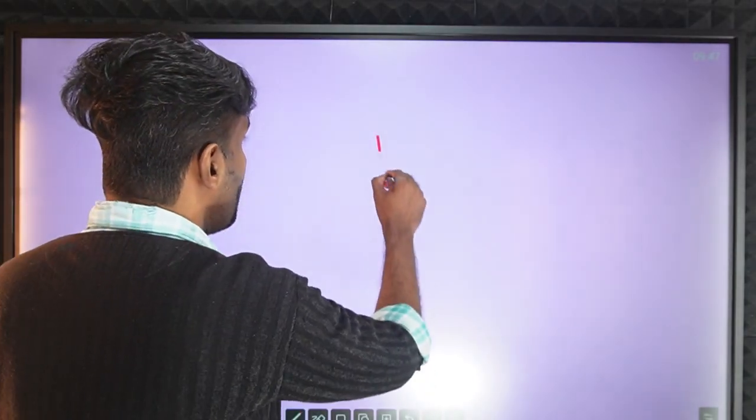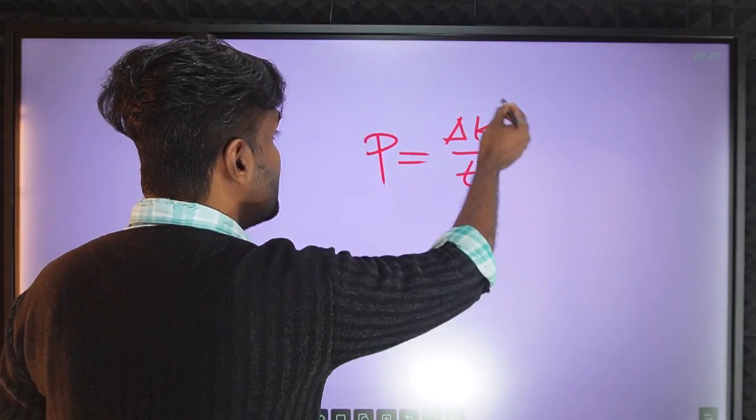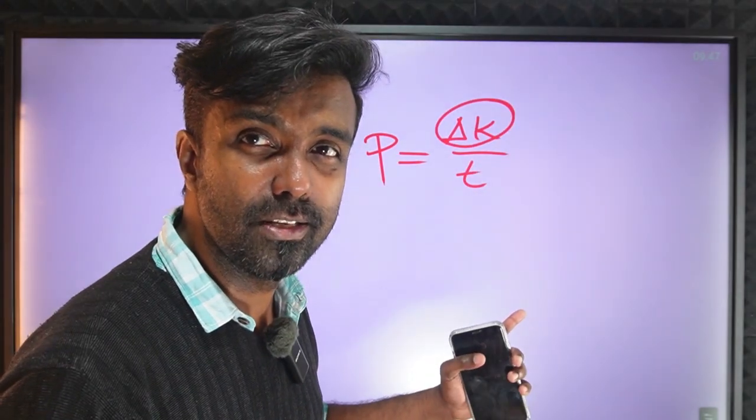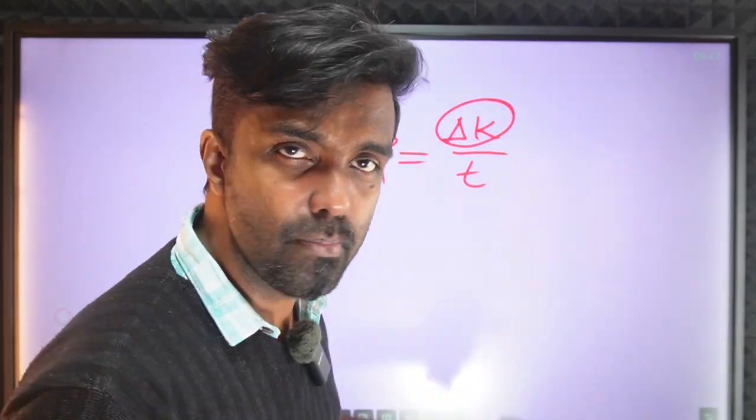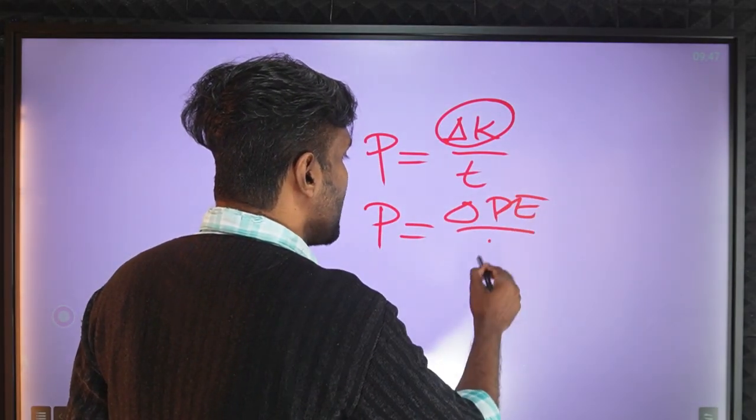And one more thing about power. We know that the work done is equal to the change in kinetic energy. So you can write the power P is equal to the change in kinetic energy by time. Instead of work, I just keep it as the change in kinetic energy. Similarly, you can write the power is equal to the change in potential energy by time, guys.